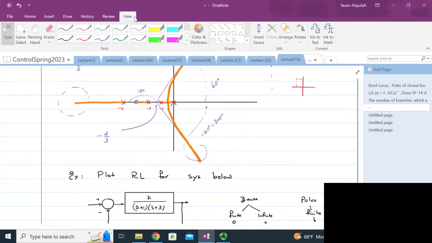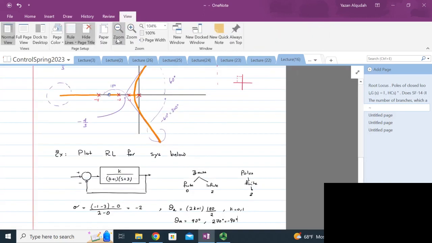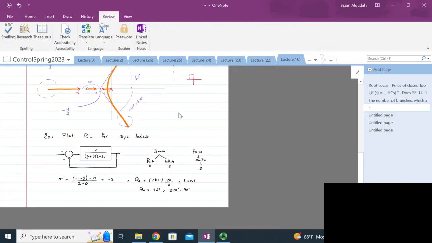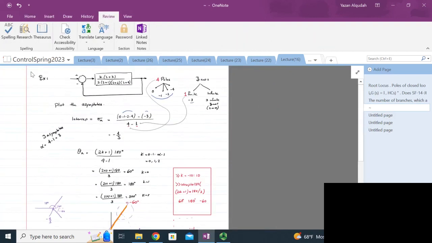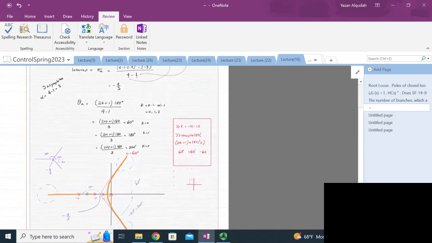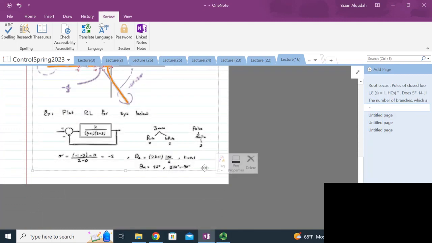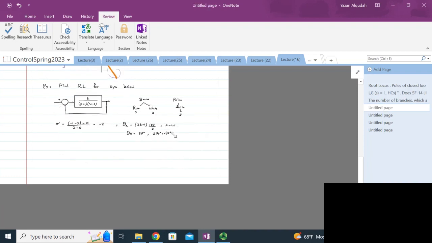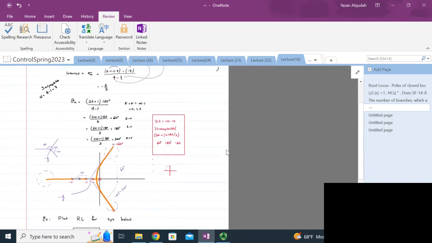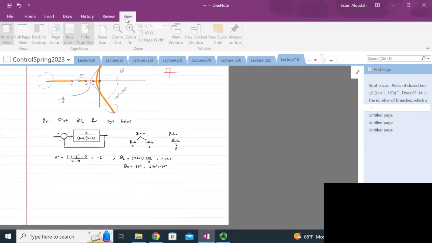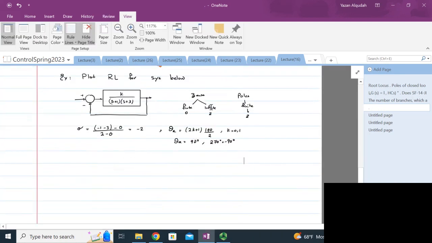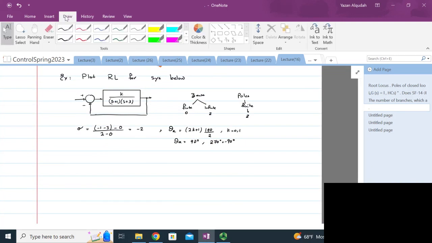Let me try to zoom this so we can fit it on one page. Okay, so we're going to plot the root locus for this. What is the first thing we're going to do? We're going to plot the axis. The rules keep changing.